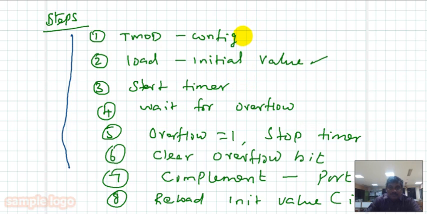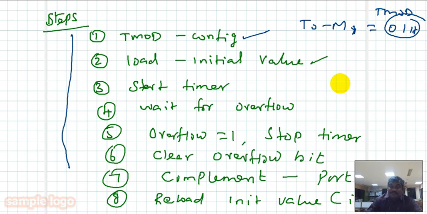And the configuration of the TMOD register is already done. For the given problem statement, we used timer 0 mode 1 to generate the square waveform, and for that the TMOD value will be 01h, and this value we have calculated just now. And the remaining steps, we see how to do. Step 2, load initial value. We see how to load initial value.